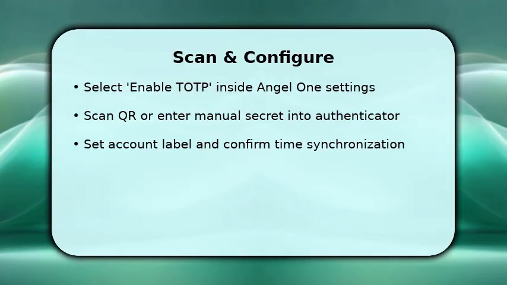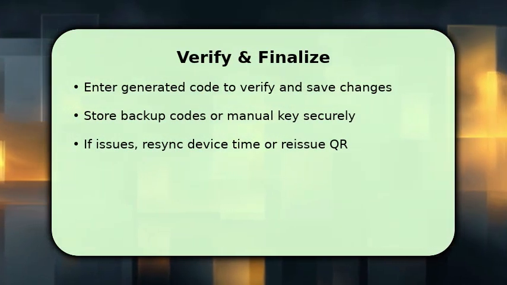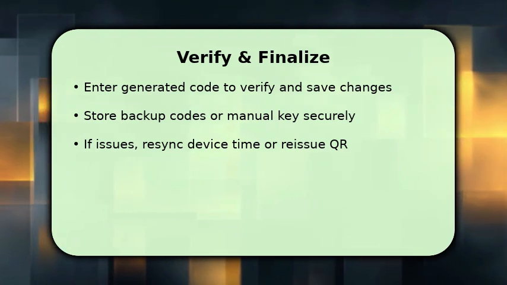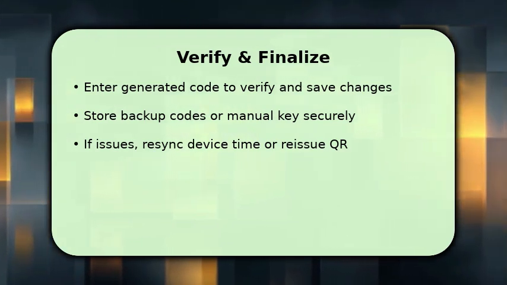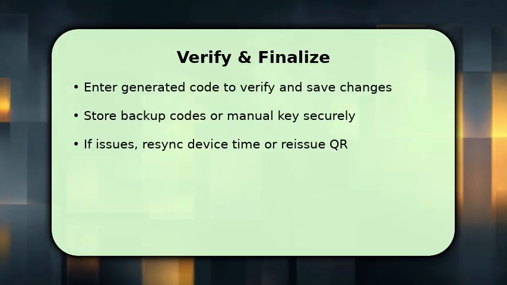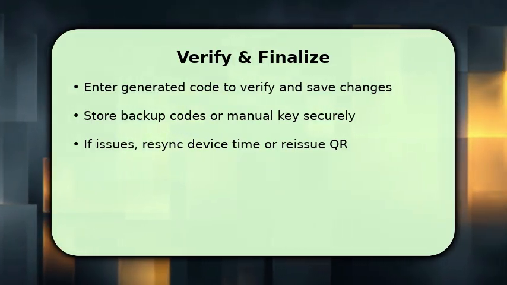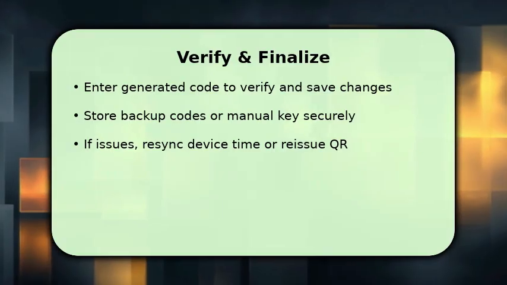Finish by entering the 6-digit code from your authenticator into Angel One and confirm. Once accepted, the app will show TOTP as active. Save any backup codes or the manual key somewhere secure like a password manager so you can recover access.